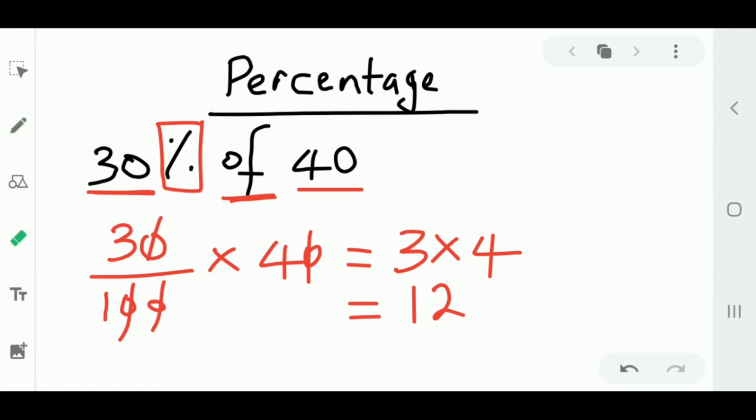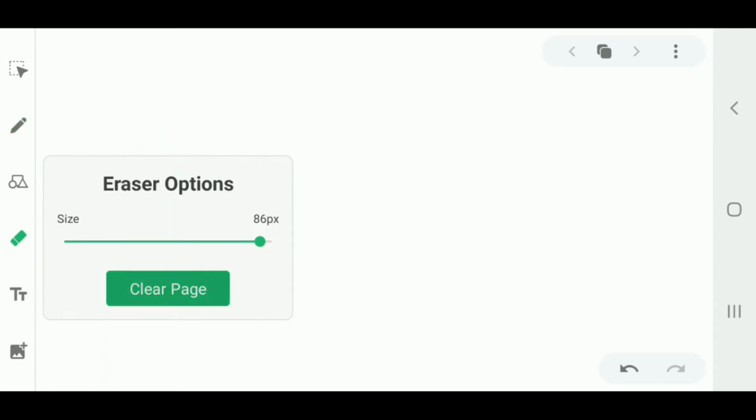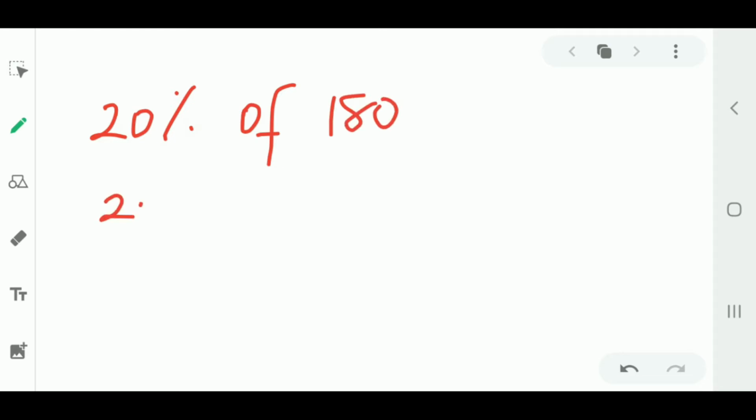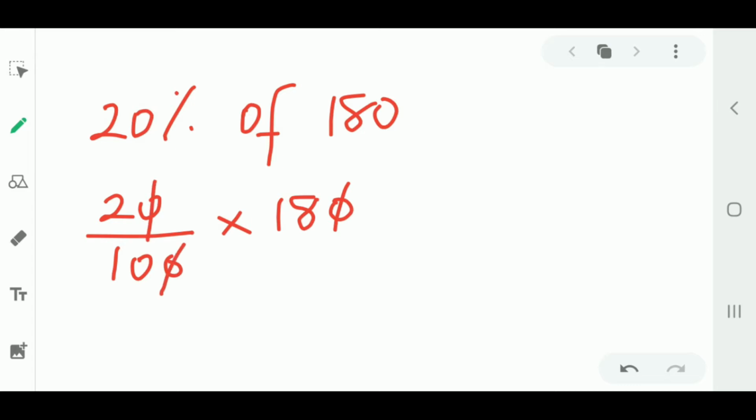Let's try another example. Let's say we have 20% of 180. So it is 20 out of 100 times 180. So numerator 0, denominator 0. Now we have 2 times 18, which is 36.